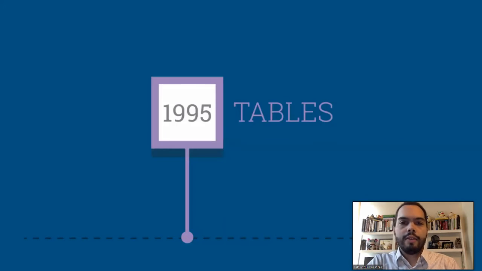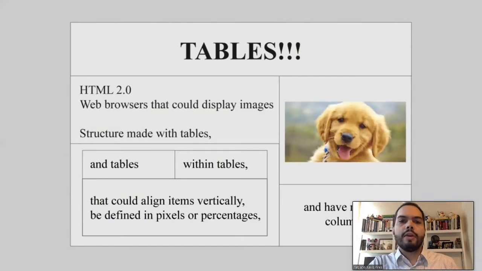Now we go to 1995, where tables and HTML 2.0 were introduced. And the idea here was to simulate a newspaper. Browsers now could display images, and the structure was made with tables and tables within tables that could align images or items vertically, could be defined in pixels or percentages, and we could finally have multiple columns. It also introduced GIFs.